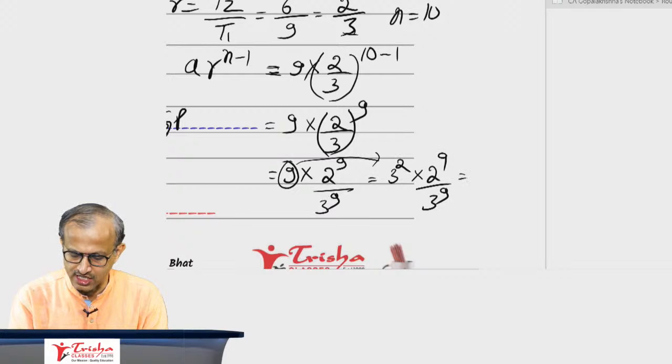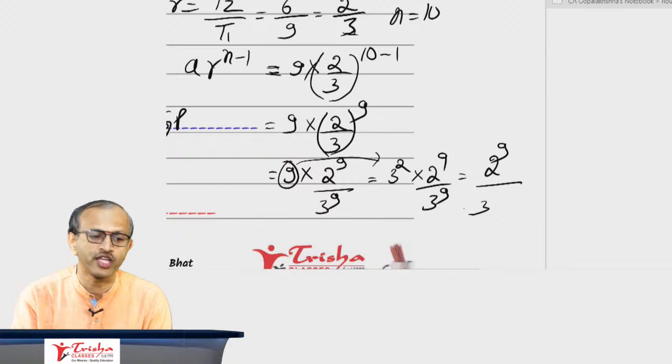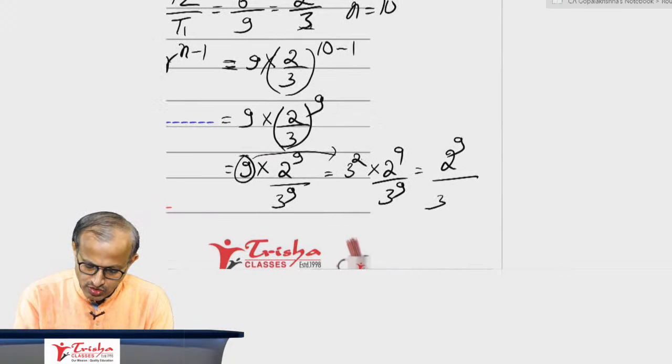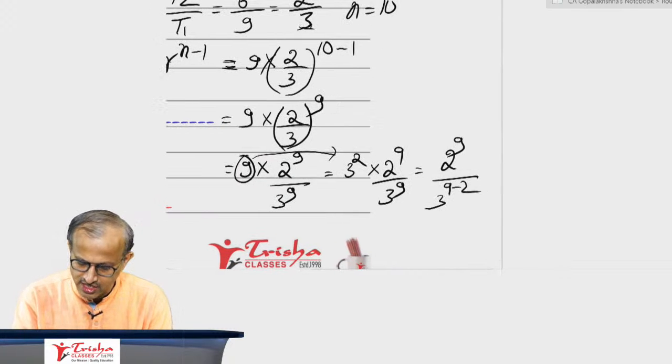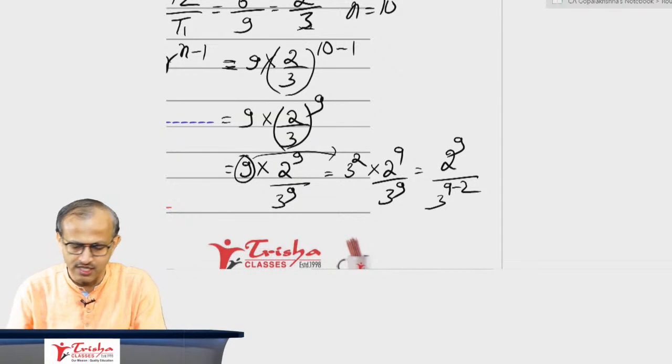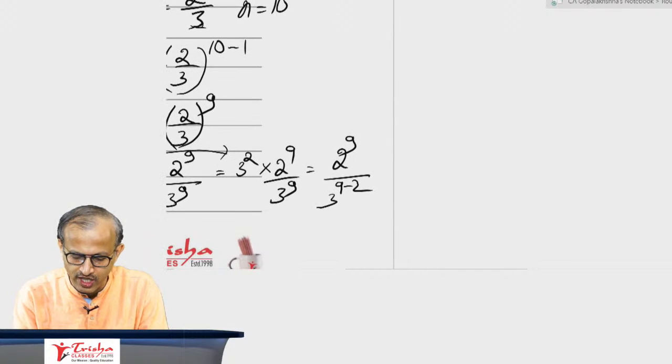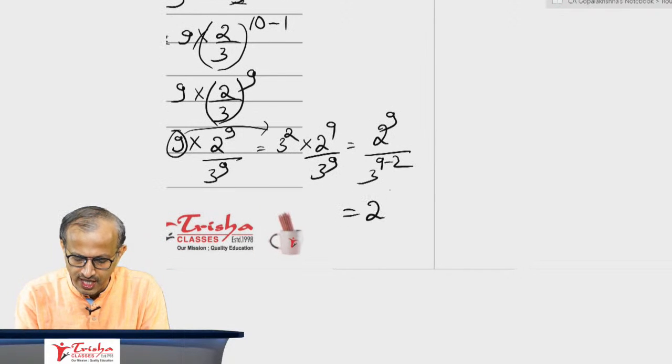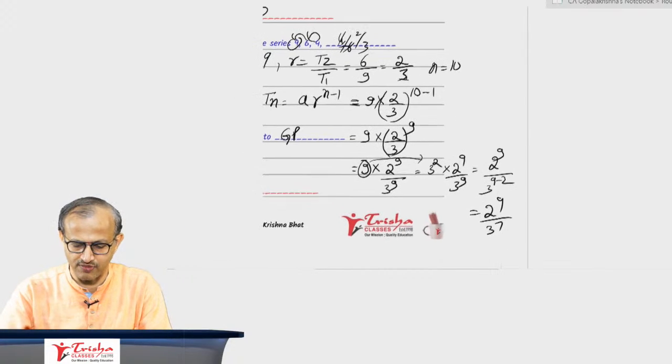So the last answer, 2 to the power 9 divided by 3 to the power 9 plus 2 when you bring it down, it is 9 minus 2. Do you agree with me? The power, when you bring it down, it is minus. So finally you end up with 2 to the power 9 by 3 to the power 7. This is how it comes.